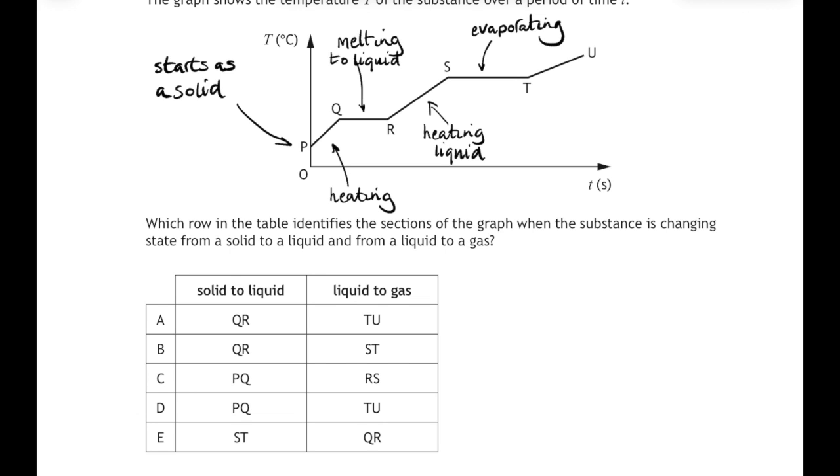So where is it changing state? It's between Q and R and S and T. In other words, it's where the graph is flat, where there's no temperature change. There's no temperature change when there's a state change. So Q and R and S and T, that's answer B.